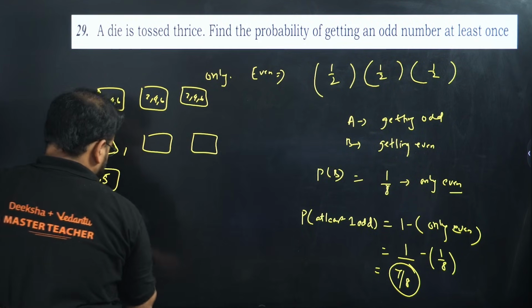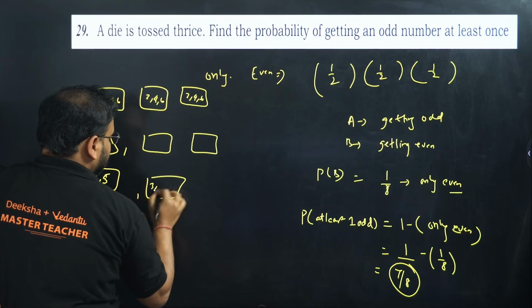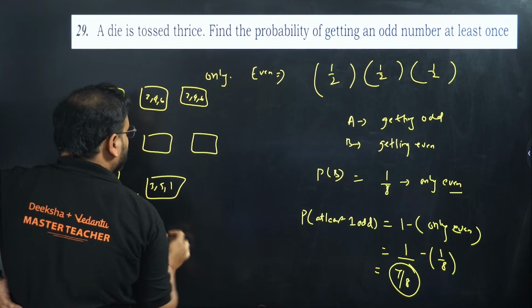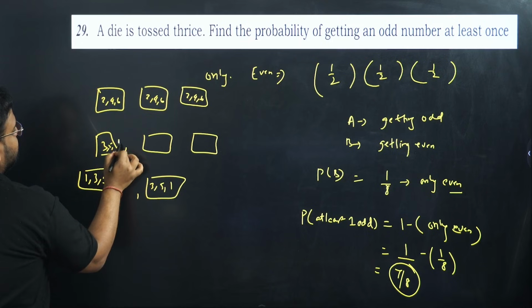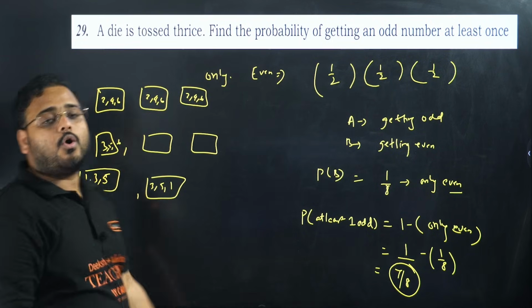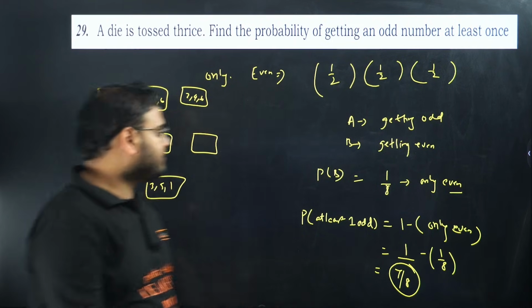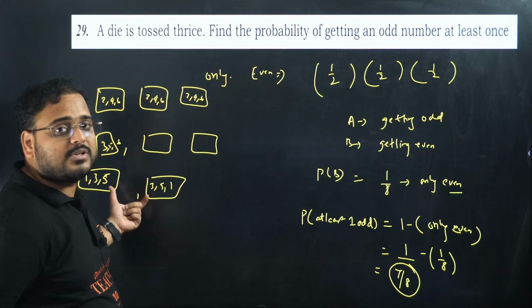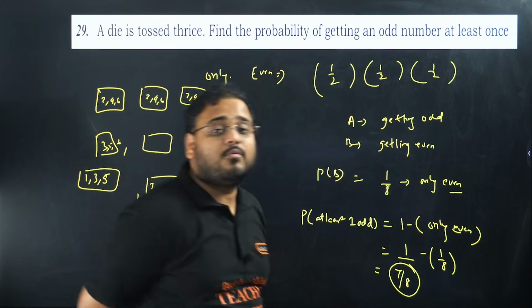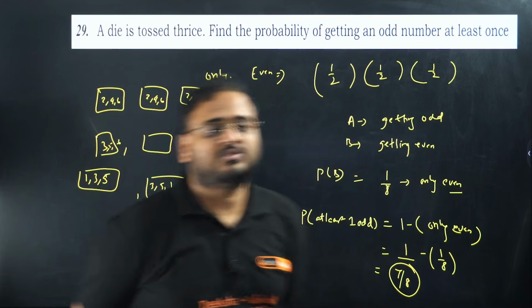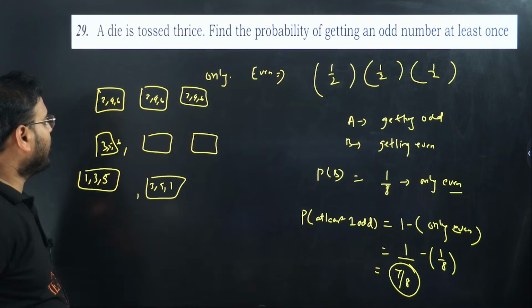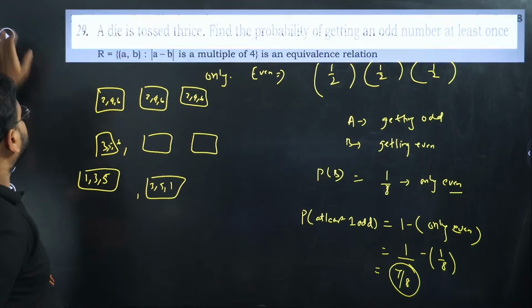3, 5 and 1 here also. I can have all 3. So either 1, or I can have all 3. Okay, that's 3 plus 2 is 5, plus 1 is 6. So we're going to remove that, and we'll have the answer as 7 by 8. Check this out. Okay, moving on.